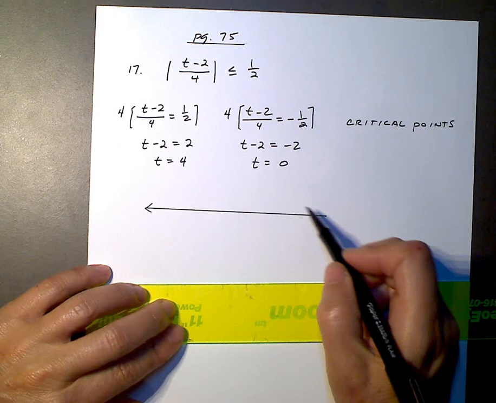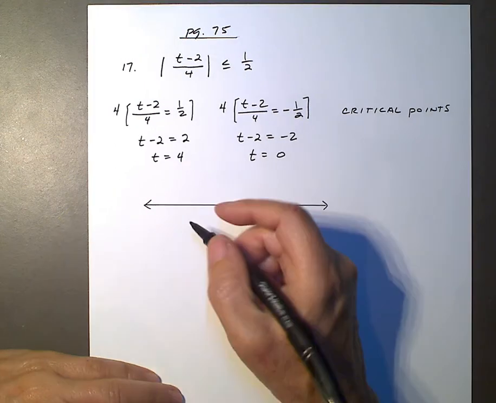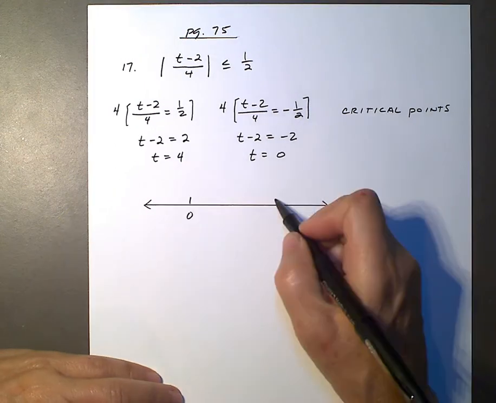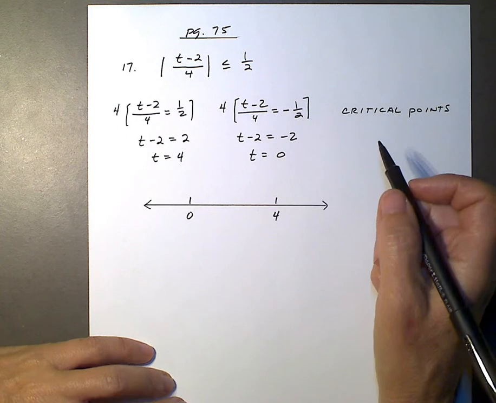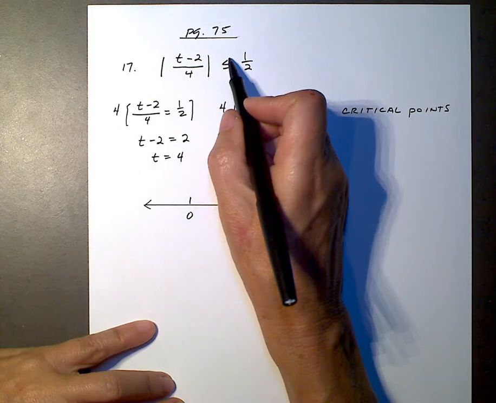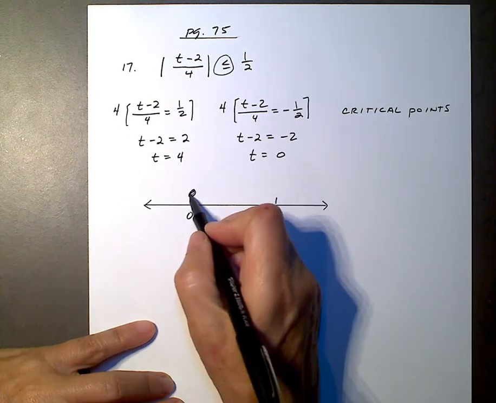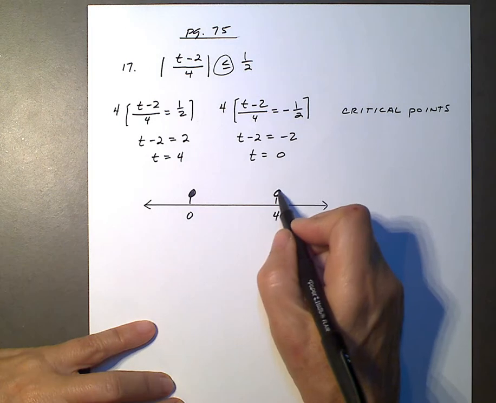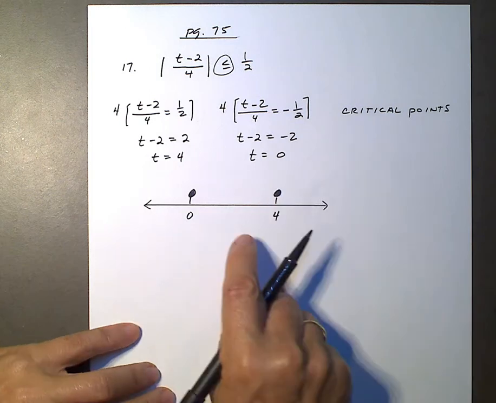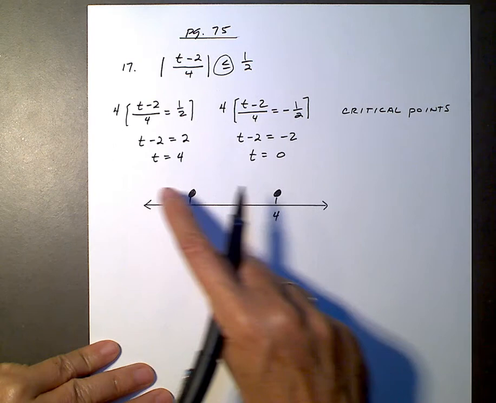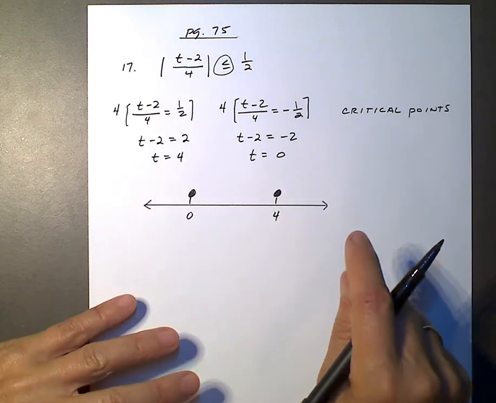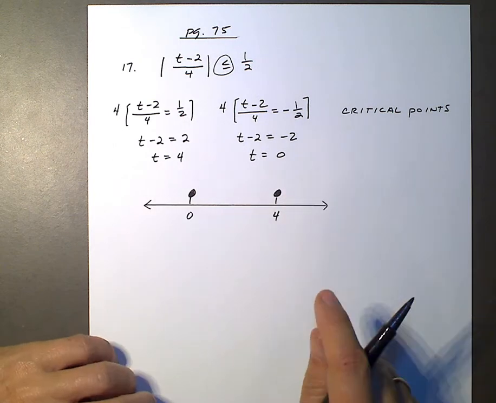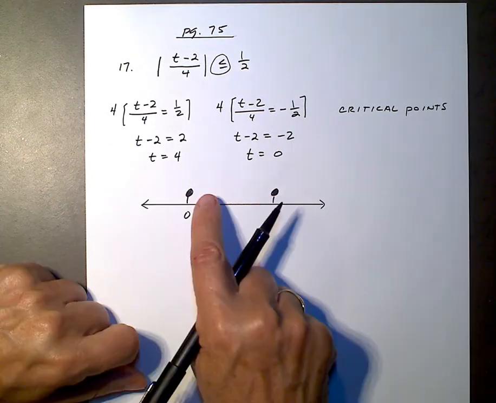So I will graph those. Here's a 0, here's a 4, and because this is a less than or equal to, these will both be solid. So I'm looking at the interval in here, to the left, and to the right, 3 intervals, and the solution range will be either out on these two or it'll be in here.